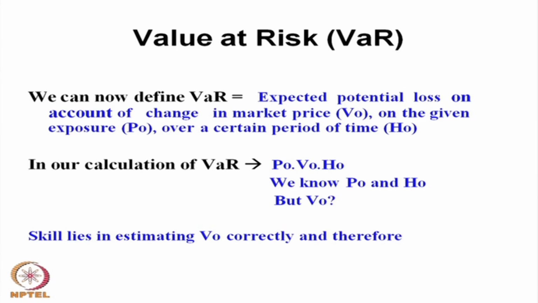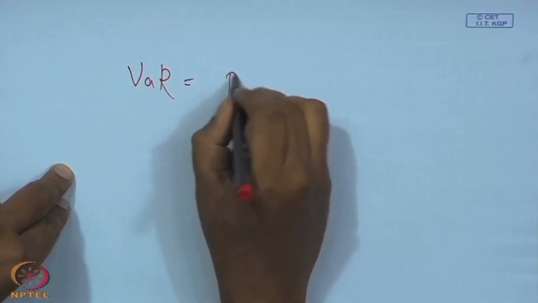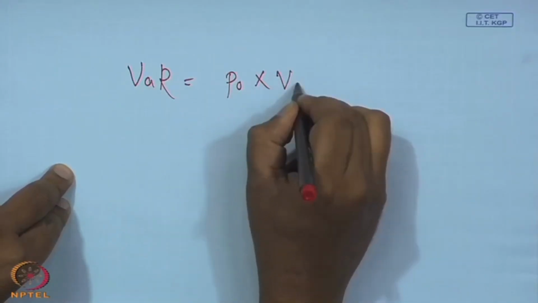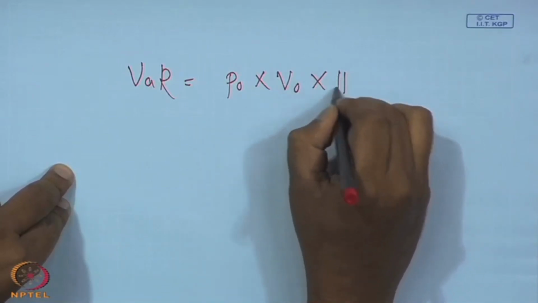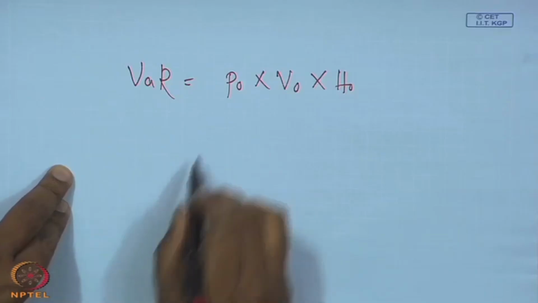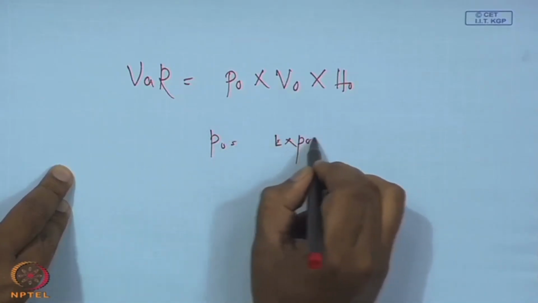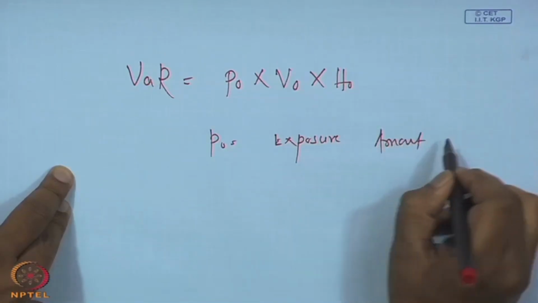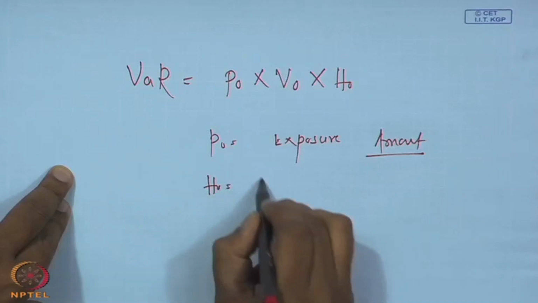What is the value at risk calculation? We know that in the value at risk calculation we need our exposure, that is P0 into V0, where V0 is volatility, and we also know H0, the holding period. P0 is our exposure, exposure is our amount, we know the amount, and H0 is our holding period.